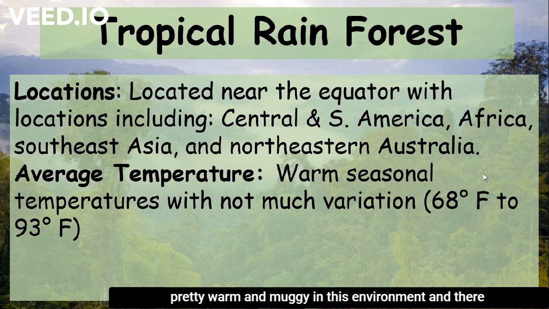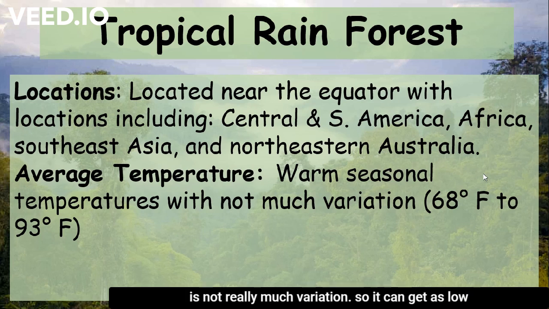So it can get pretty warm and muggy in this environment, in this biome, with not really much variation. It can get as low as 68, which is not very low, up until like 93, maybe a little higher than that. But from month to month throughout the year, there really is not much variation in that temperature. It remains pretty warm all year long. Even their winter months can be like 80s and 90-degree temperatures.